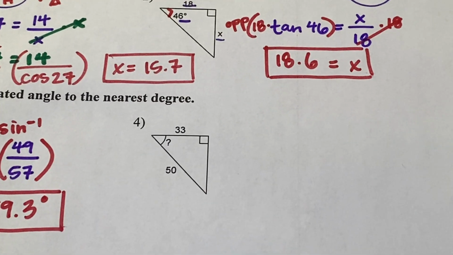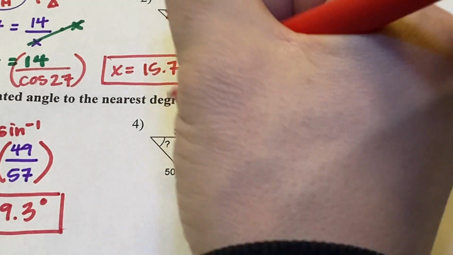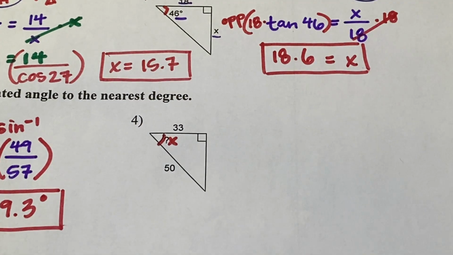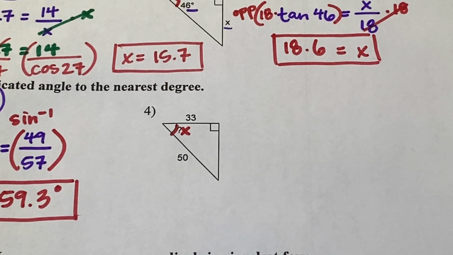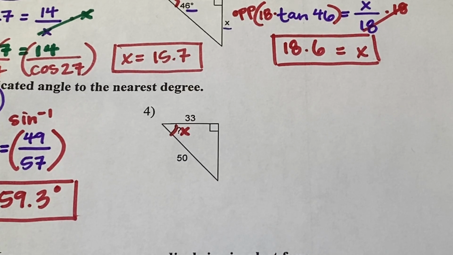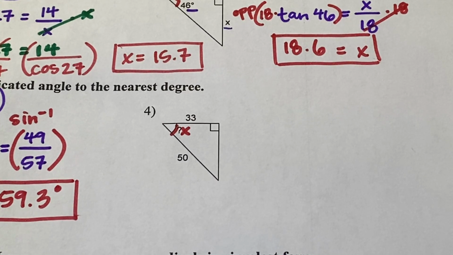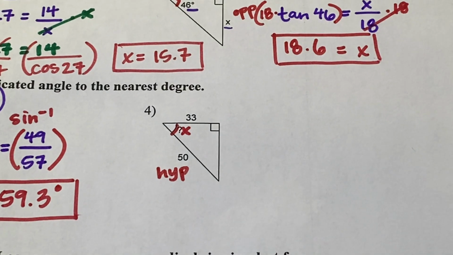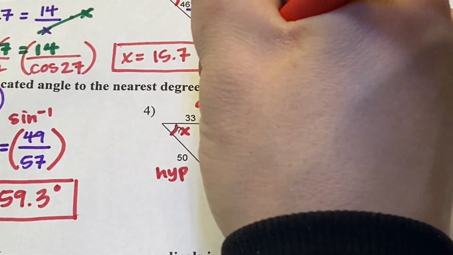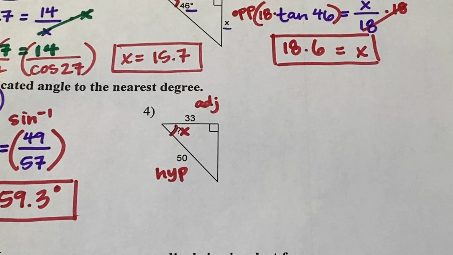Okay, let's try it again. So again, we're standing at the angle. It's a question mark, we'll change it to x so we can solve for x. Based on where I'm standing, what two sides am I working with? Opposite, adjacent, hypotenuse. Hypotenuse is one of them again. Yep, adjacent. Good job.